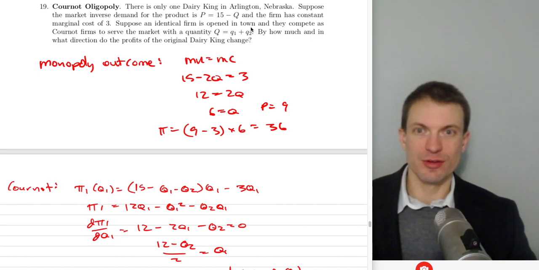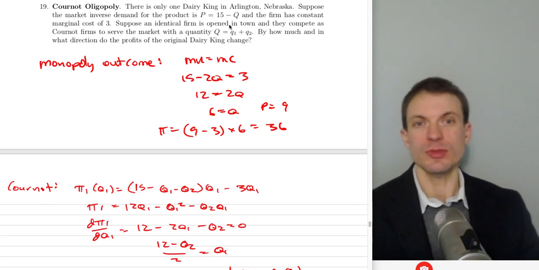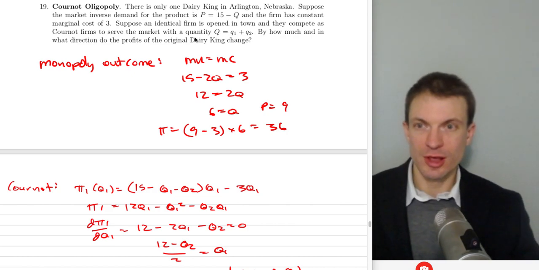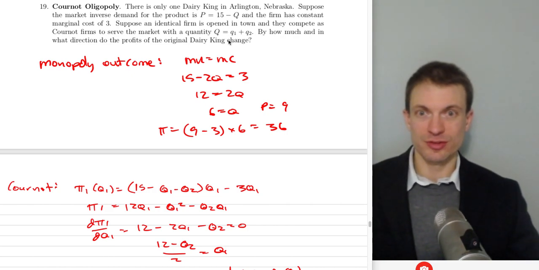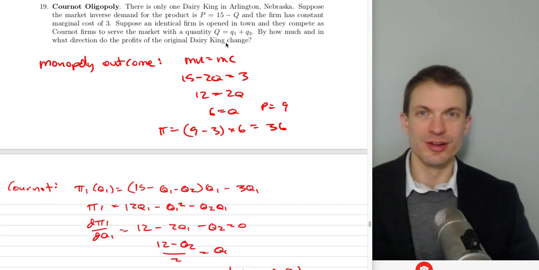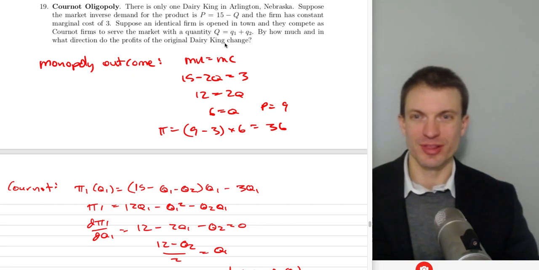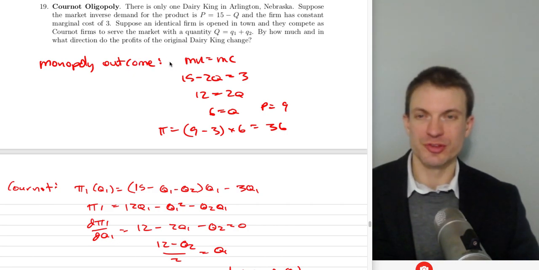Suppose we have an identical firm opened up and they compete as Cournot firms to serve the market with their joint quantity selection being the market quantity. We want to know how much, in which direction, do the profits of the original Dairy King change? Well, clearly the profits have fallen with entry. Like that's what happens. Let's start off though with the monopoly outcome. Then we'll compare that to the Cournot outcome.